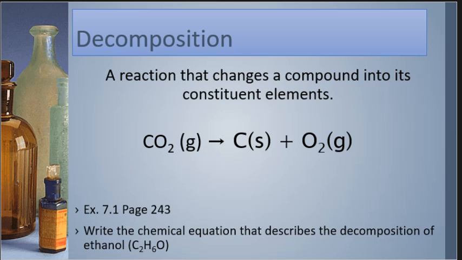All right, here's another one. We're going to write the chemical equation that describes the decomposition of ethanol. Ethanol is C2H6O. That's all the information you've been given. So where would we start with that one?